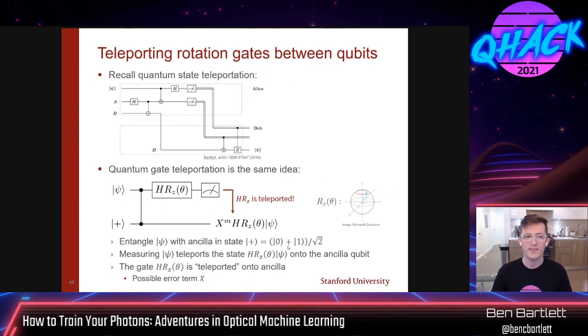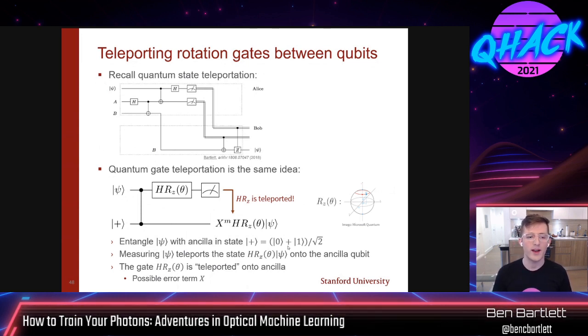So basically, you've taken psi and you've destroyed it, and you've projected it onto B, so you've effectively teleported it from Alice to Bob. Quantum gate teleportation is a similar idea to quantum state teleportation. You have some state psi, and you have some ancilla that is initialized to the plus state, which is just 0 plus 1 over square root of 2.